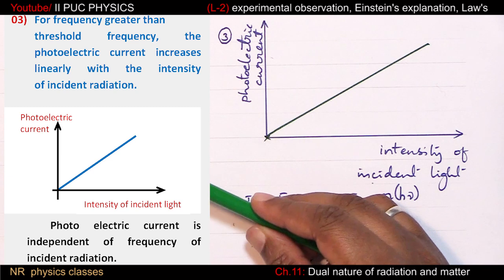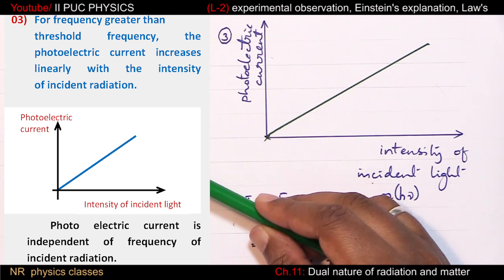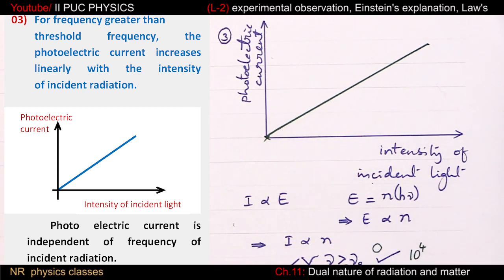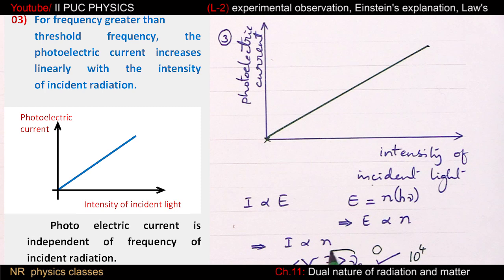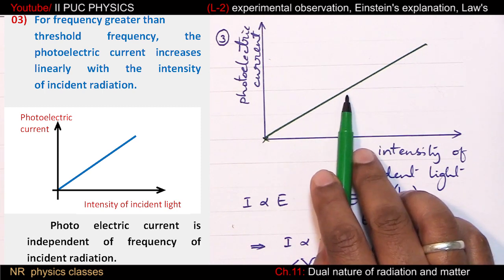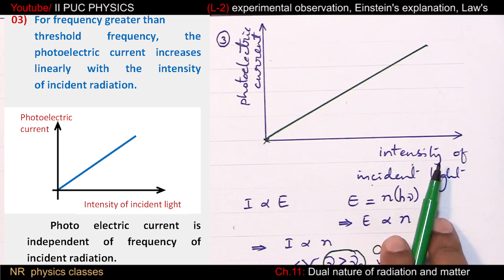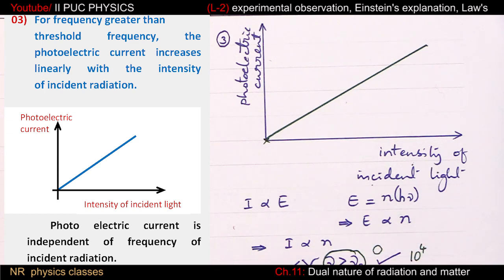Go through once. For frequency greater than threshold frequency, the photoelectric current increases linearly with the intensity of incident radiation. Graph. And photoelectric current is independent of frequency of radiation. So photoelectric current is independent of frequency, but the only condition is frequency should be greater than threshold frequency.